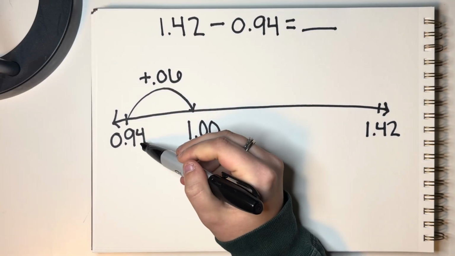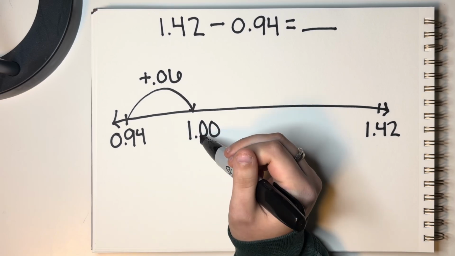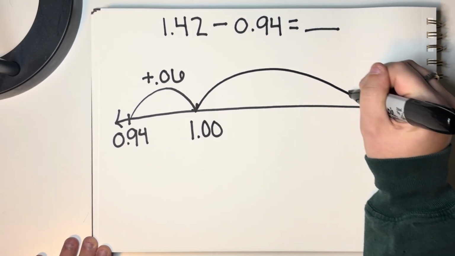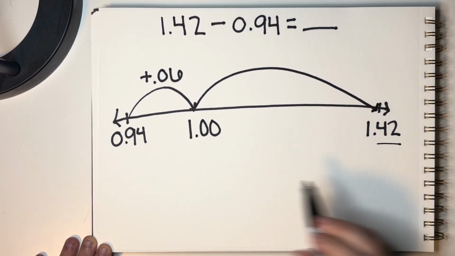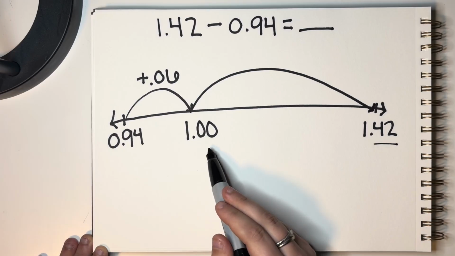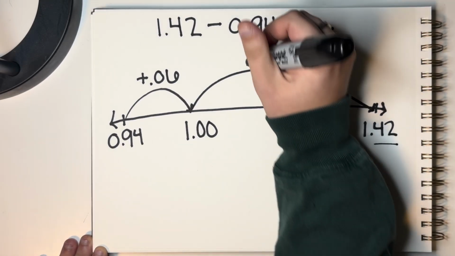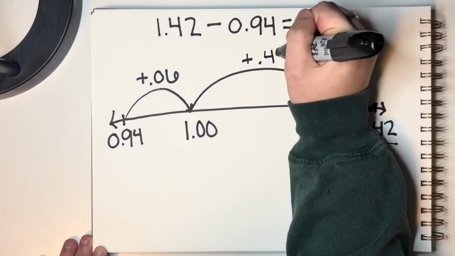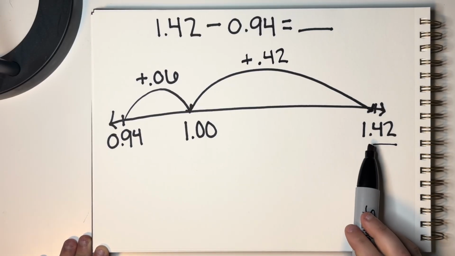6 hundredths plus 94 hundredths gets me 1 whole, okay? So now I'm at 1 whole on my number line. And then I can take one last big jump of 42 hundredths, because that's the only thing that's different between 1 whole and 1 and 42 hundredths is 42 hundredths. So I'm going to add 42 hundredths. Okay, now I have made it all the way down my number line to 1 and 42 hundredths.